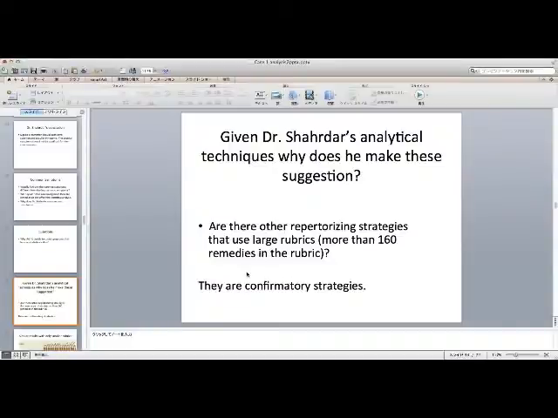Now, given Dr. Shadar's analytical techniques, why does he make these suggestions? Are there other repertorizing strategies? Are there other confirmatory strategies? Okay. We'll get to this word in a minute, but just consider.